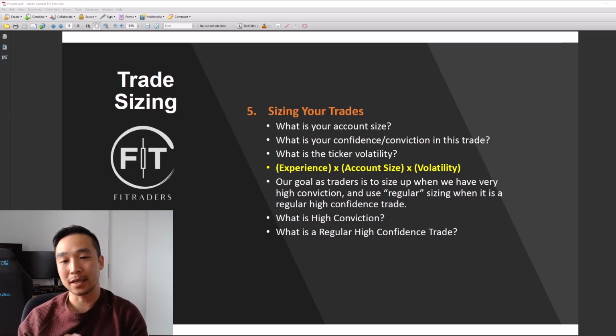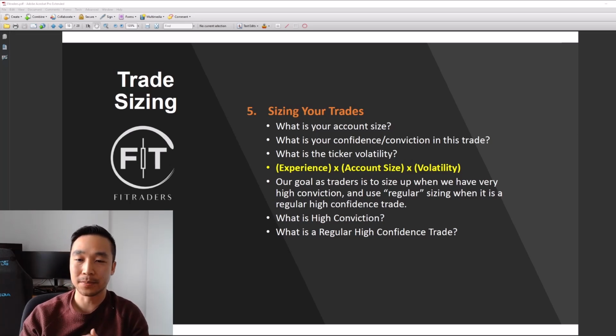Like I said, it depends on your account size. If you have a smaller account size, you might want to grow that aggressively. But that also depends. Even if you have a small account size, let's say $5,000 or $10,000, how hard is it for you to get that $5,000 back? How do you save that $5,000 back?